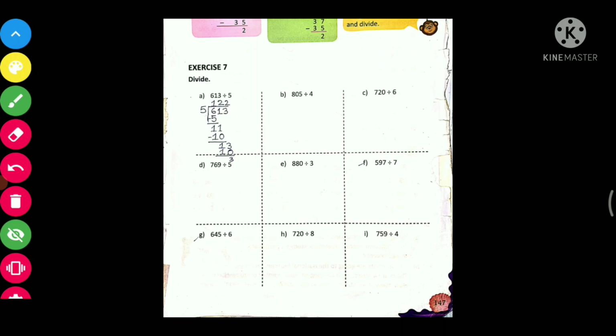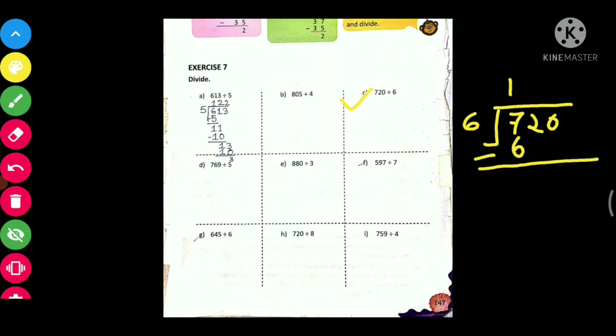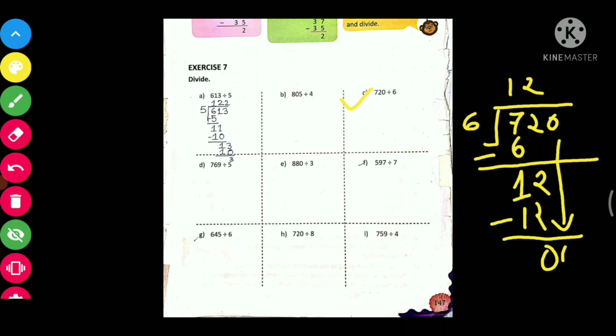Okay, now see C part. So our dividend is what? 720, and our divisor is what? 6. So 6 1s are 6, we know, right? We'll subtract these two. 7 minus 6 will be 1, and this 2 will be here, right? Now 6 2s are 12, right? Now we'll again subtract these two, we'll get 0. Now this 0 will come down here.